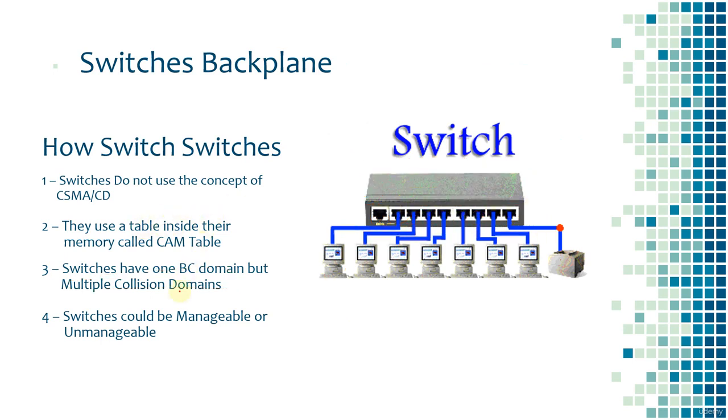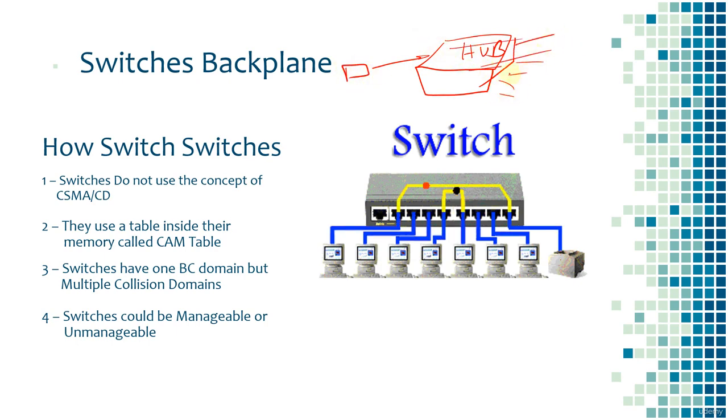Then switches could be manageable or unmanageable, and we have already talked about it. For example, if I talk about the hub, a hub is a dumb device. So if you send some packet from the source and we have multiple destinations, it just spits it out everywhere without knowing where the destination is. But in the case of the switch, it initially starts as a hub because it doesn't know about these devices.